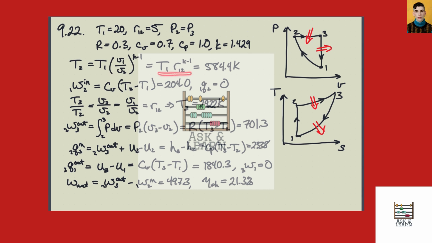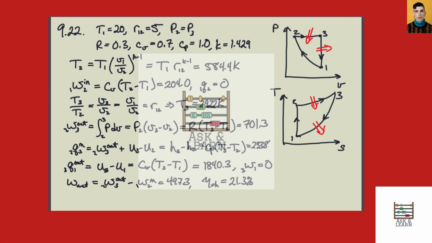And so we know everything here, and we can plug in, and we get that we raise the temperature from 20 degrees C, so about 293 Kelvin, to about 584 Kelvin. So we raise the temperature as we compress the gas to a fifth of its volume.